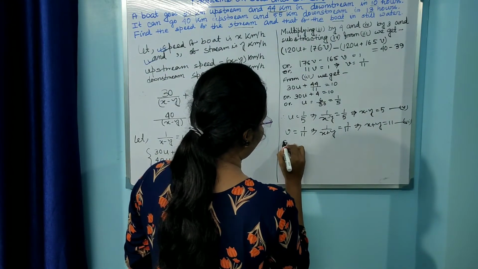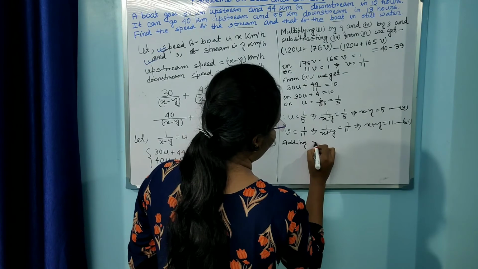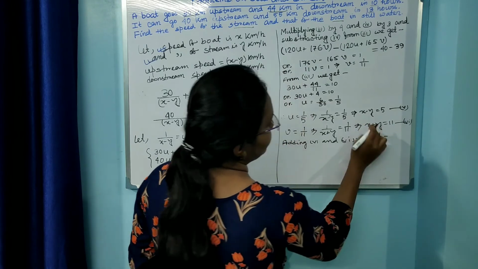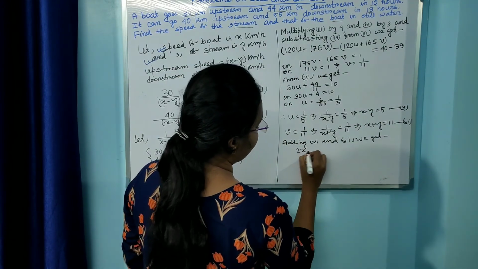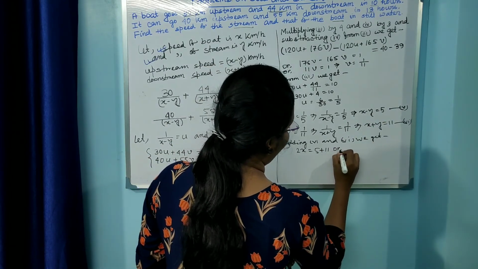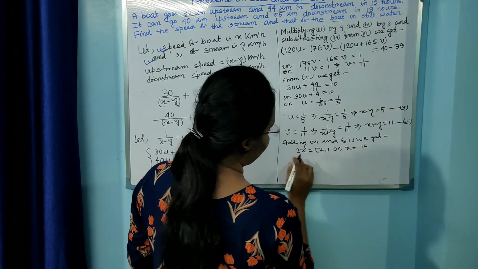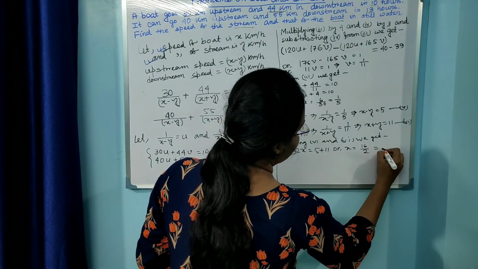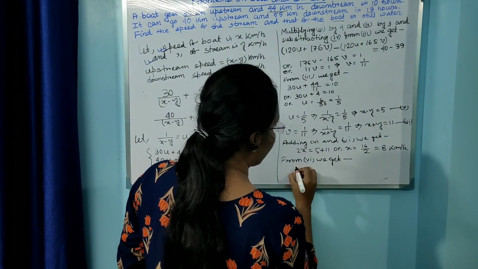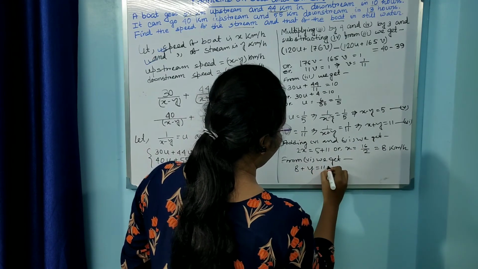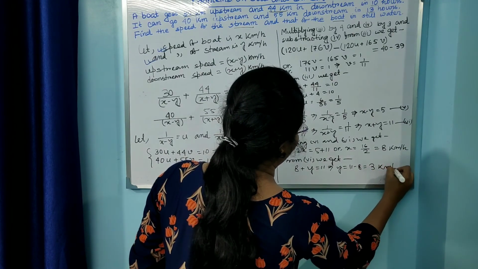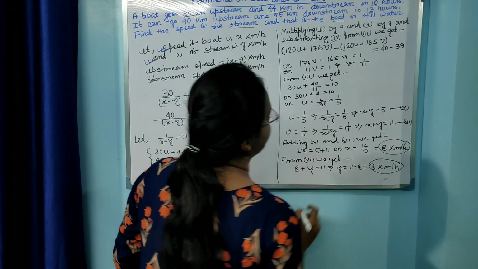So adding 5 and 6, if we add these two equations, y and y will be removed, so we get x plus x, that is 2x, equals to 5 plus 11, or x equals to 5 plus 11 means 16, so 16 by 2, that is 8 km per hour. Now from 6 we get 8 plus y equals to 11, which gives us y equals to 11 minus 8, that is 3 km per hour. So these are the solutions.